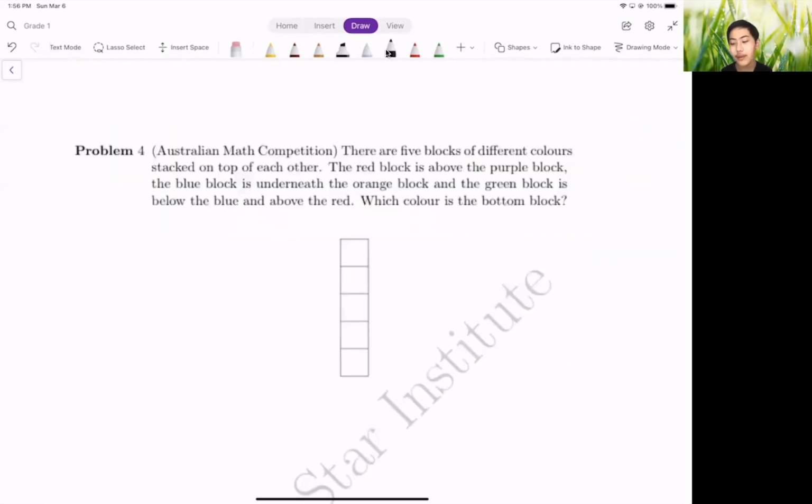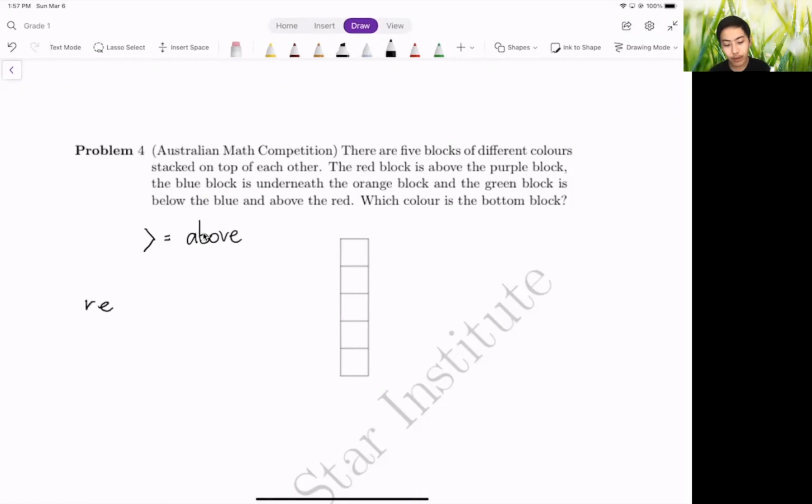Problem 4. There are 5 blocks of different colors stacked on top of each other. The red block is above the purple block, the blue block is underneath the orange block, and the green block is below the blue and above the red. Which color is the bottom block? So first of all, let's have the greater than sign equal to above. So let's label all of these out.